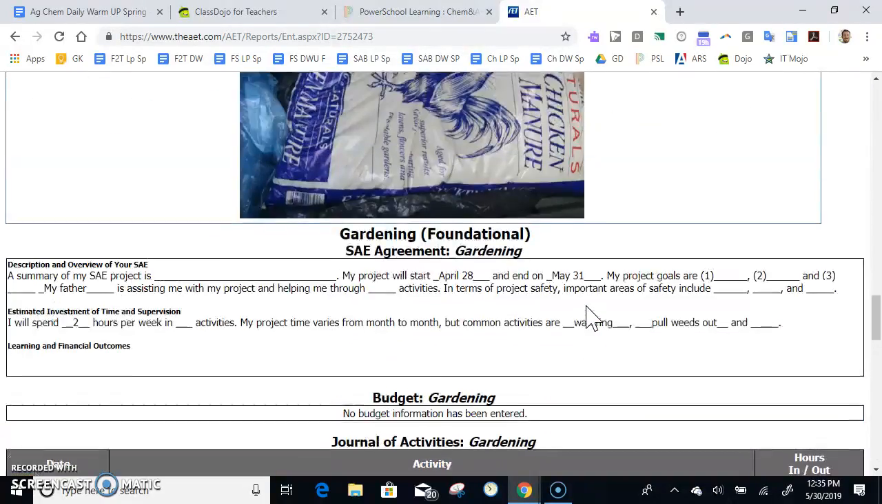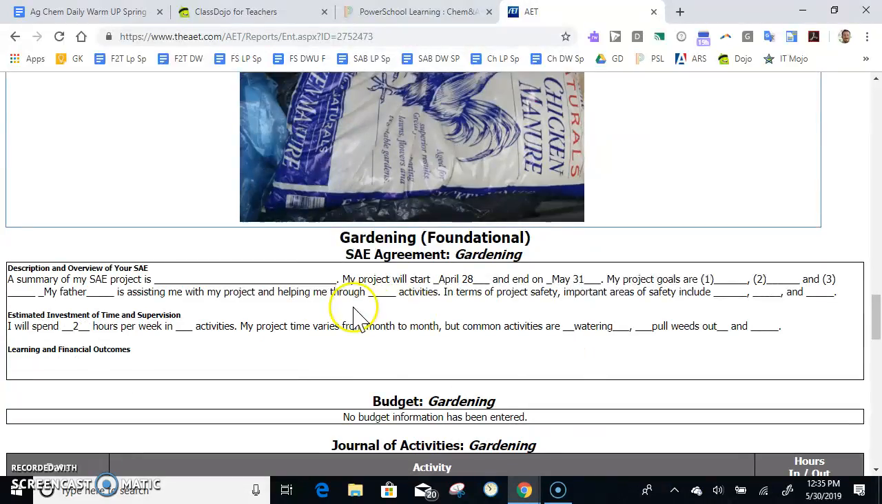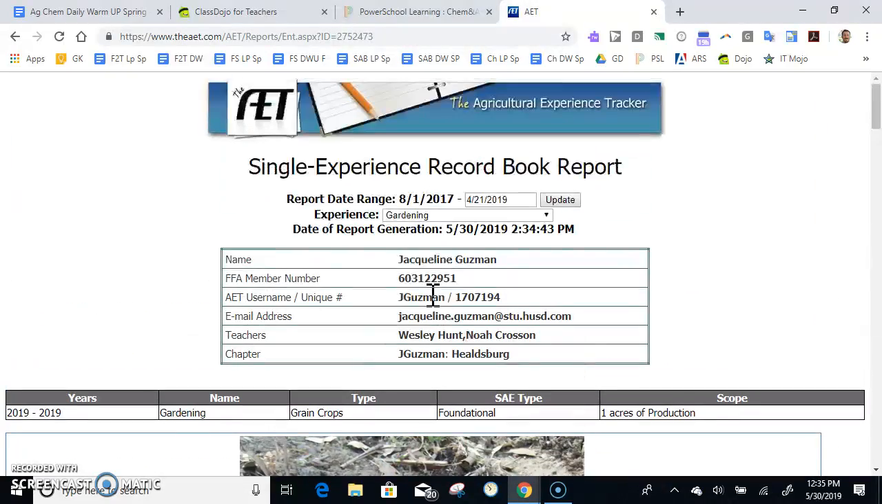So you can see this student is missing a little bit of journal entries and also some of their SAE plan. Okay?